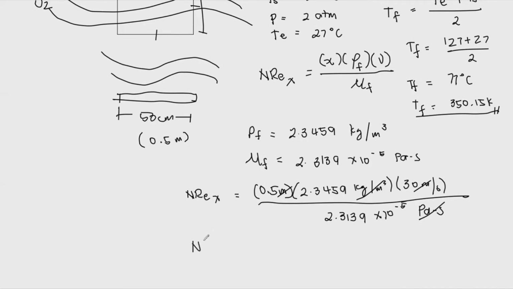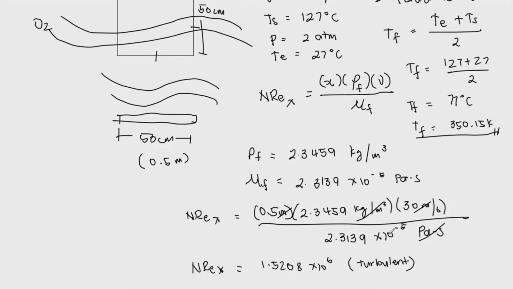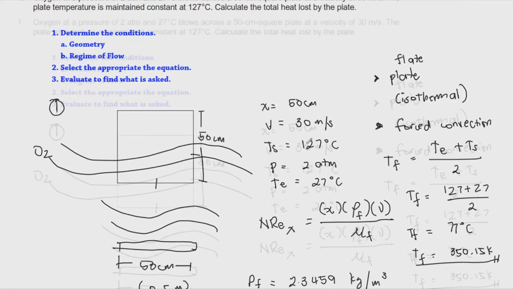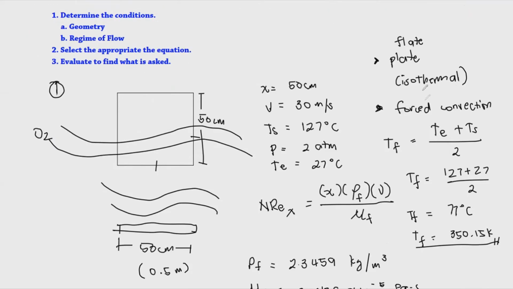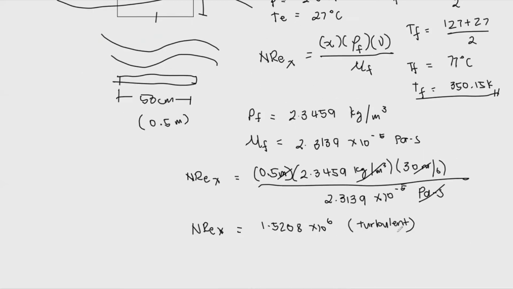So what we get here will be the Reynolds number, and the answer here will determine what kind of flow region we will have. So we get 1.5208 times 10 to the 6, and this one is turbulent. So in this case, the flow region of our oxygen across a flat plate, isothermal, which is a forced convection, is turbulent.